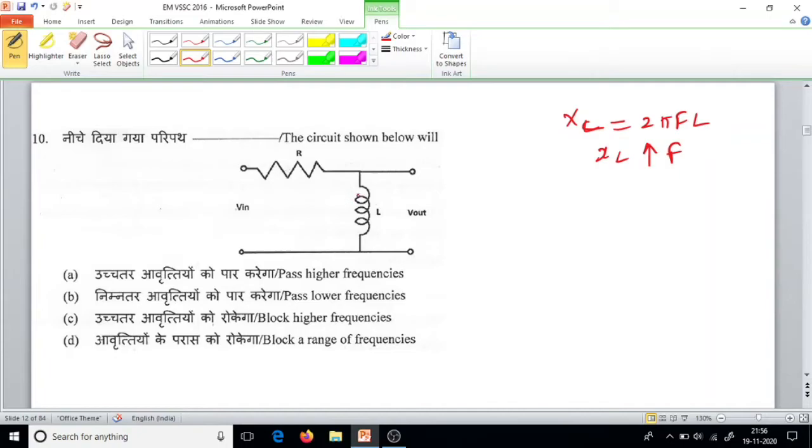So at lower frequencies, now what happens? This circuit will pass higher frequencies. Why does it pass higher frequencies? Because this inductor at higher frequencies provides high opposition to the flow of current through it. At lower frequencies, assume you are giving a DC, what will happen? These 2 points just act like a short, so we won't get any output. So the circuit passes the higher frequencies.